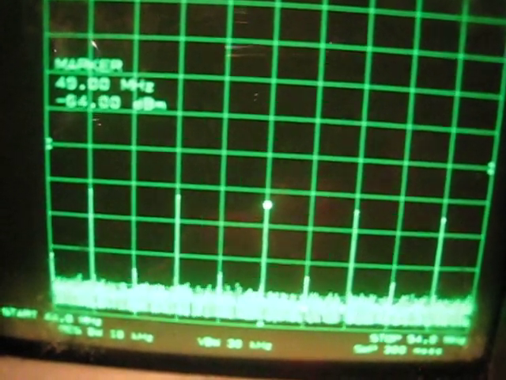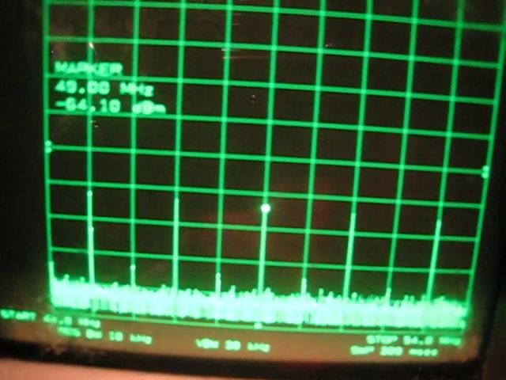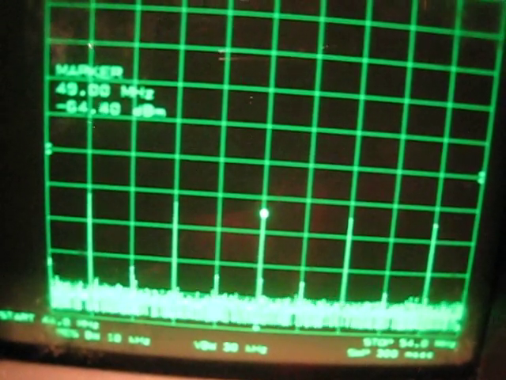Those are the harmonics of a 1 megahertz square wave. And that's it.